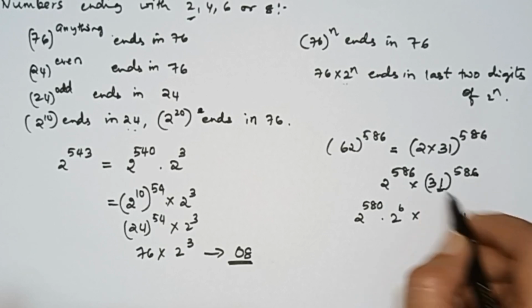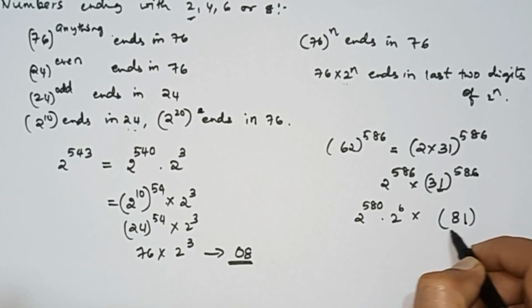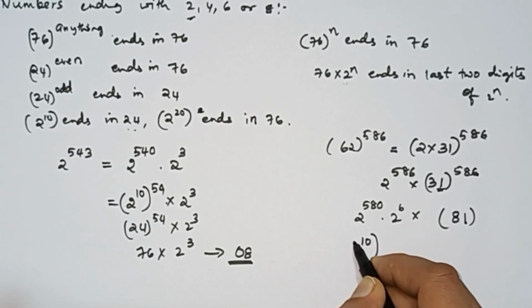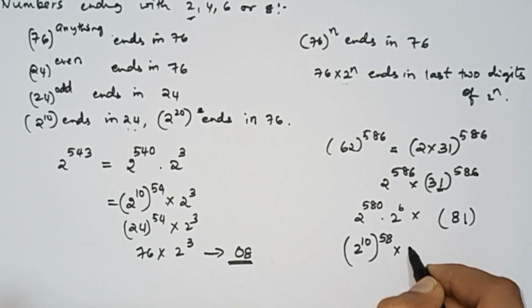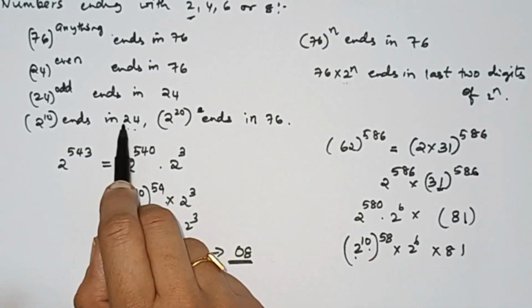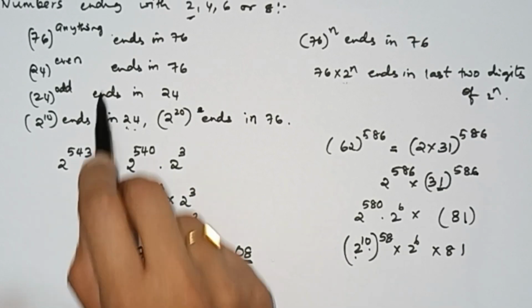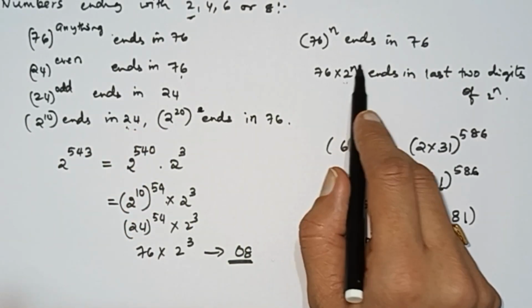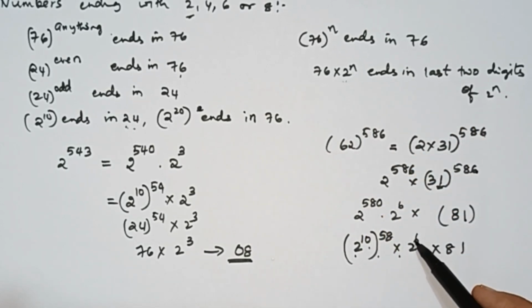3 sixes are 18, so the last digit here is 81. Now 2 to the power 580 can be written as (2 to the power 10) to the power 58 into 2 to the power 6 into 81. So 2 to the power 10 ends in 24. 24 to the power even ends in 76. Therefore 76 into 2 to the power 6, that ends in the last two digits of 2 to the power 6.